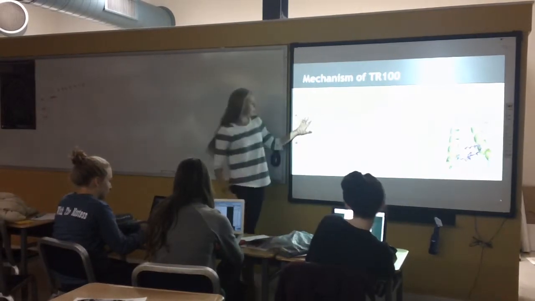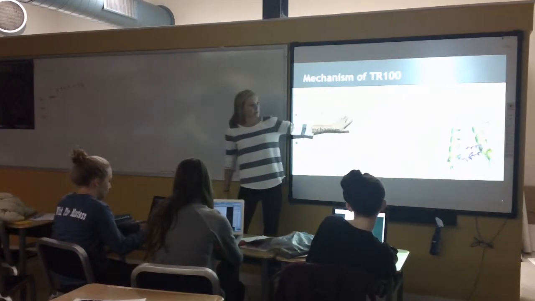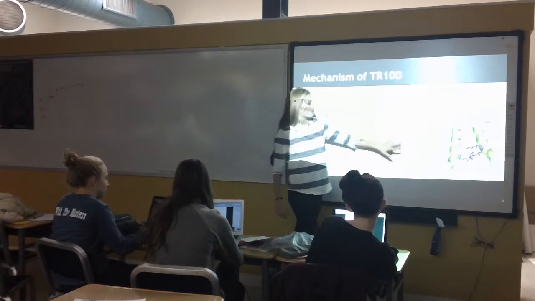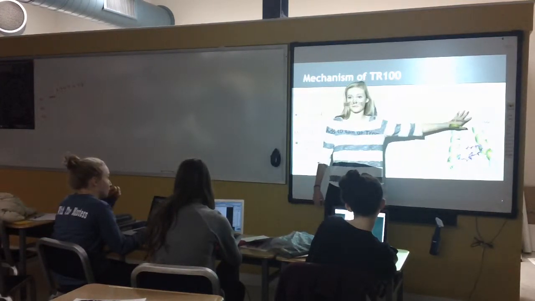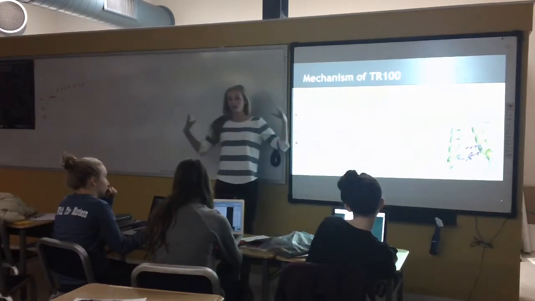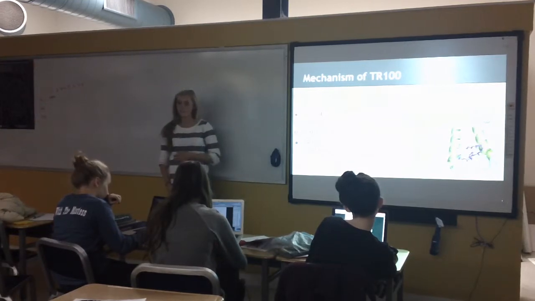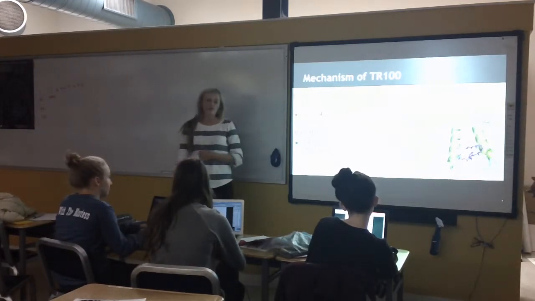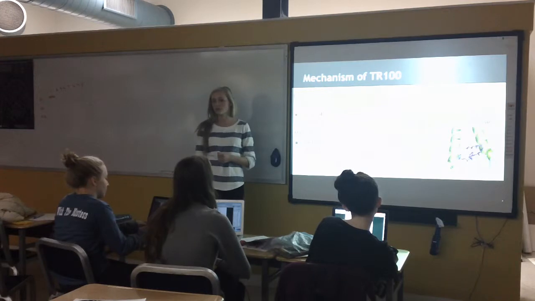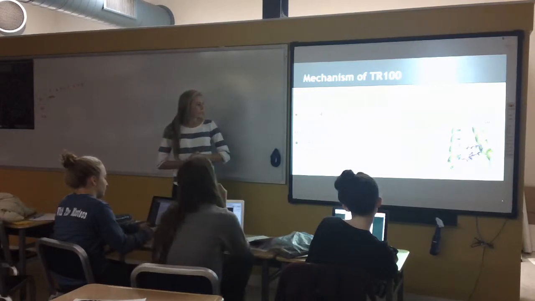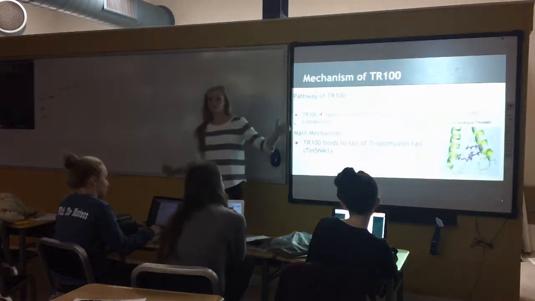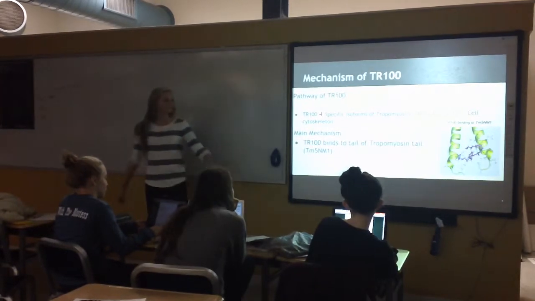So this is the pathway: TR100 inhibits TM5NM1, which weakens the microfilaments, therefore the cell structure collapses. Do you know how long it lasts for? That was not specified. And now Claire will go to another mechanism.